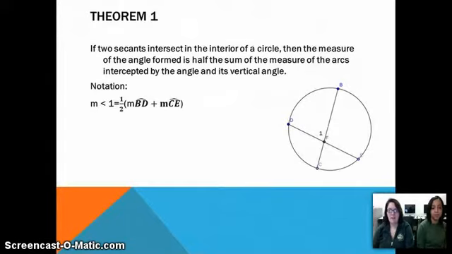Theorem 1 says if two secants intersect in the interior of a circle, then the measure of the angle formed is 1/2 the sum of the measures of the arcs intercepted by the angle and its vertical angle. This means the measure of angle 1 is equal to 1/2 the sum of the measure of arc BD and the measure of arc CE.